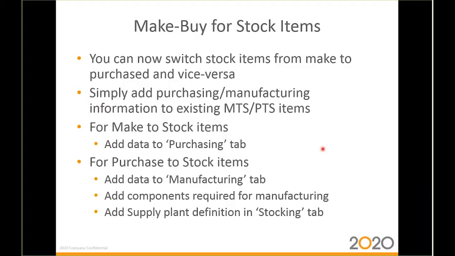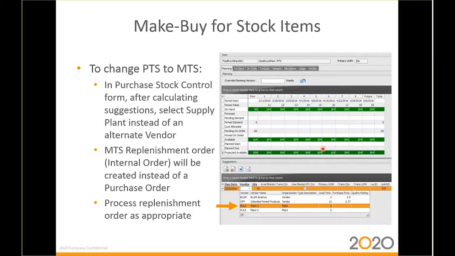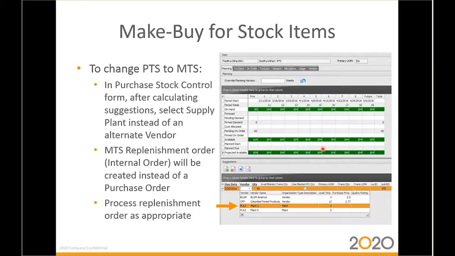If I have a purchase to stock item, I need to add data to the manufacturing tab, add any components required to make that item, and then add a supply plant definition in the item stocking tab. So whatever is selected in the main header of the item, if it's a make to stock or purchase to stock by default, that will be its normal behavior. But by adding that additional data to those item master records, I have the ability to make a planning-based decision case by case that I can switch from one to the other.